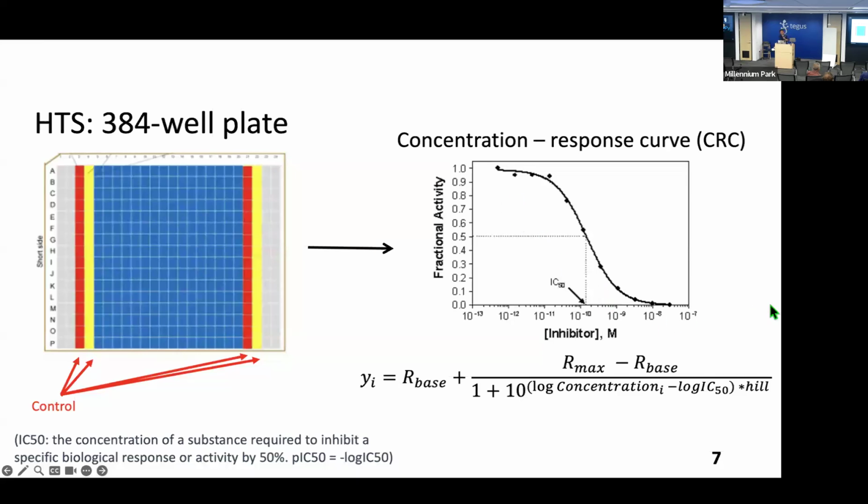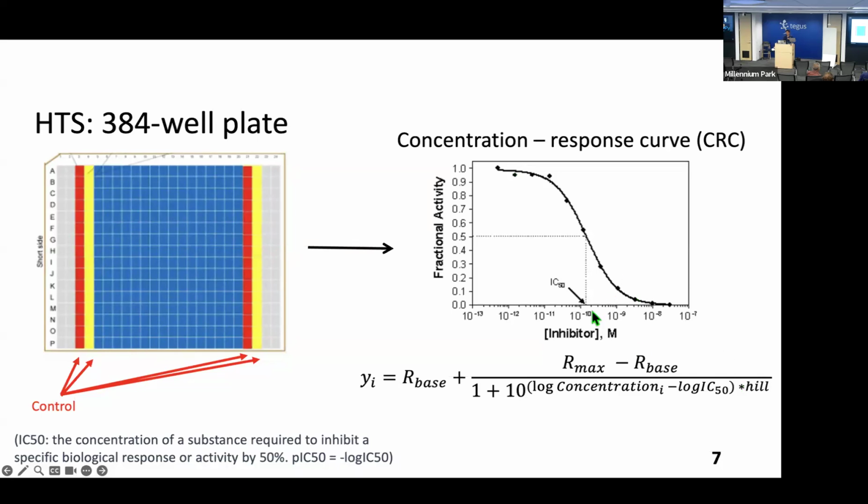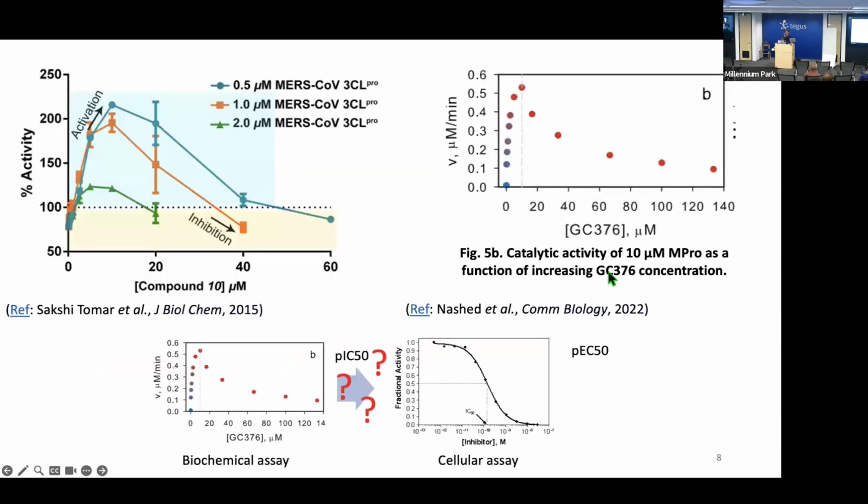And you can fit a function to this curve. It has a maximum, it has a bottom, it has a concentration where you have 50% of the activity. This is known as the IC50, and that's a key parameter that comes out of the fitting to the curve. There's also a coefficient that describes the slope of this line right here. That's a normal concentration response curve.